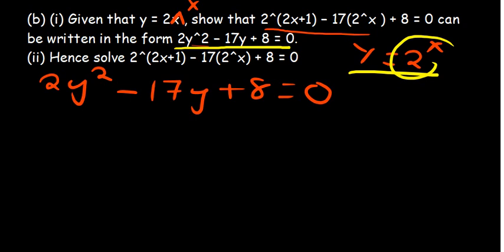Then the second part of the question says solve. So we're trying to solve now. This is a quadratic equation, so let's see if the factorization method can work. The product of 2 and 8 is 16, and the sum is negative 17.